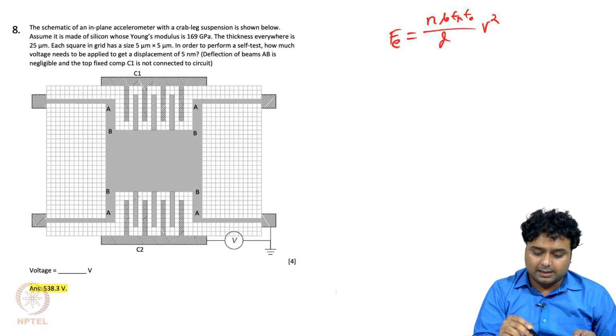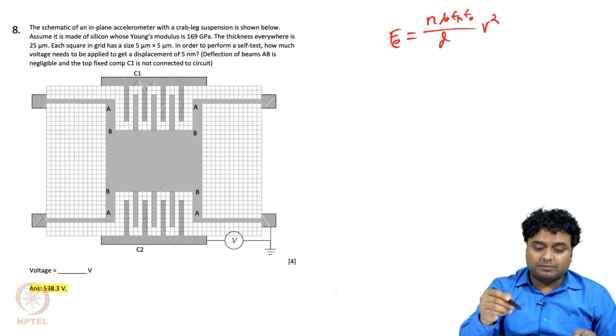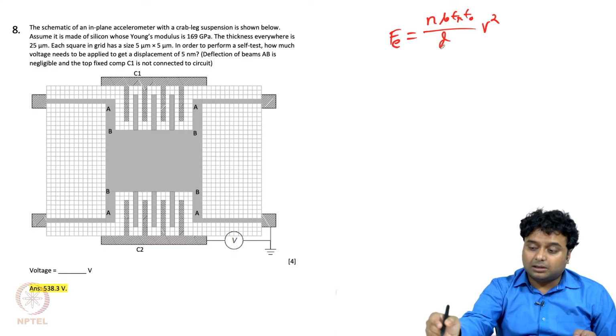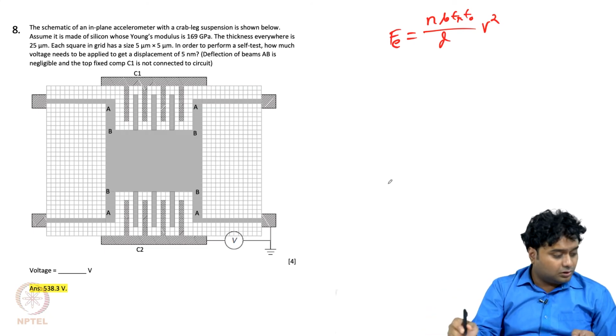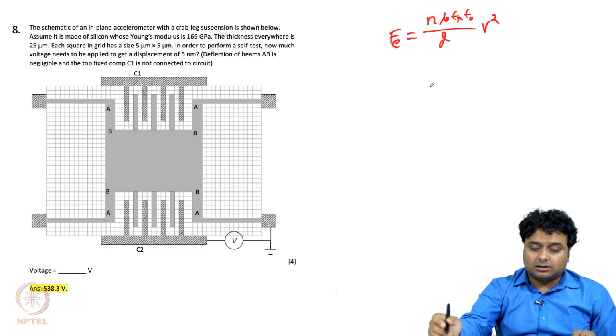So the proof mass, like here, has 3 combs on each side, so a total of 6 combs. But in this case, as I have mentioned, C1 is not connected to the circuit, so ultimately we have to consider only 3 combs, right. b is the breadth and d is the gap between the combs, right, and V is the applied potential. So this is the electrostatic force.